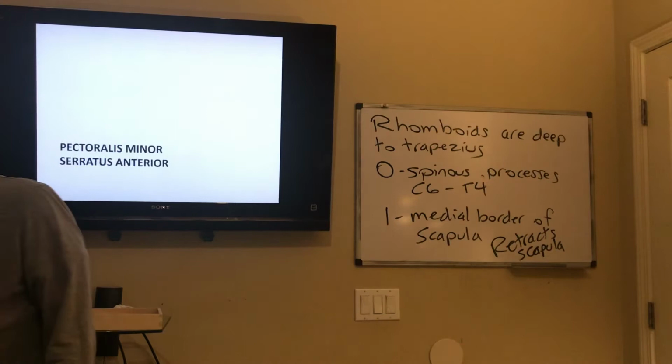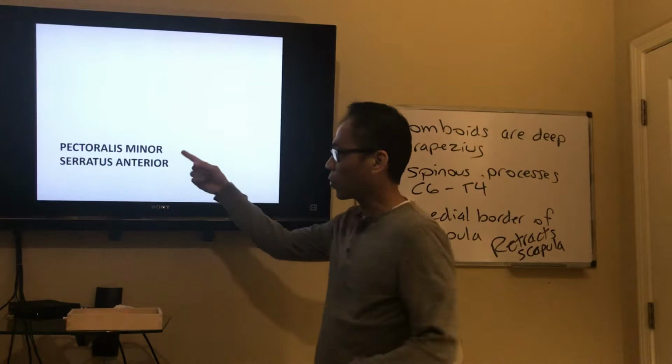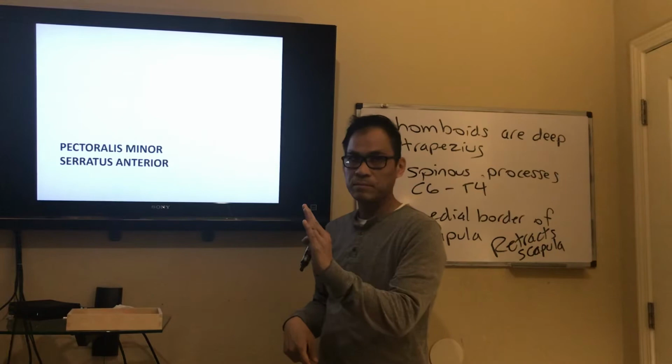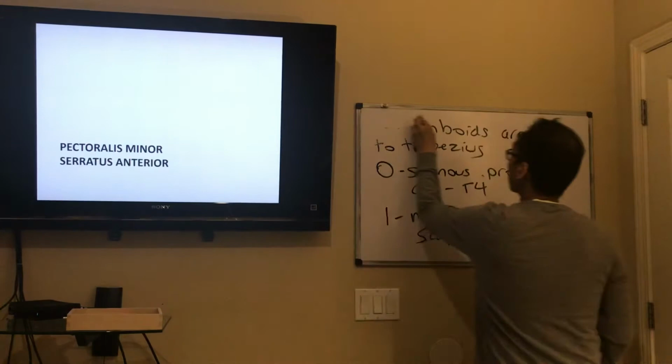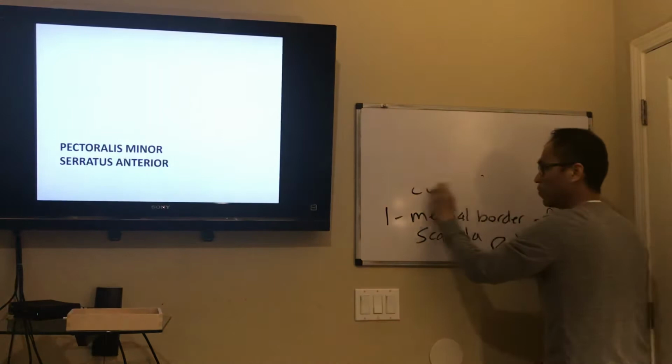Next two muscles, pec minor, serratus anterior. I say pec minor as a shortcut, but as a student, you're learning it, use the full name, pectoralis minor. There's also pectoralis major that we're doing later on. Remember, we're doing first muscles that move or stabilize the scapula. The pec major attaches to the arm, not the scapula.